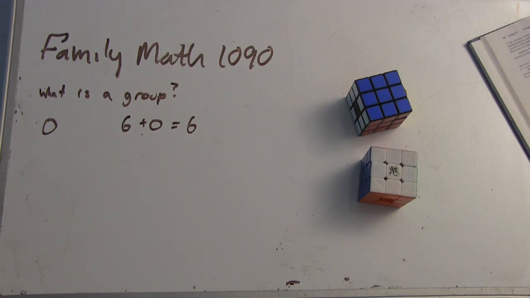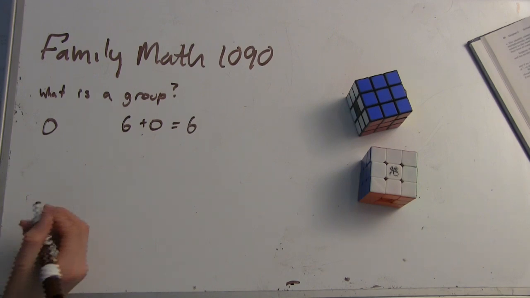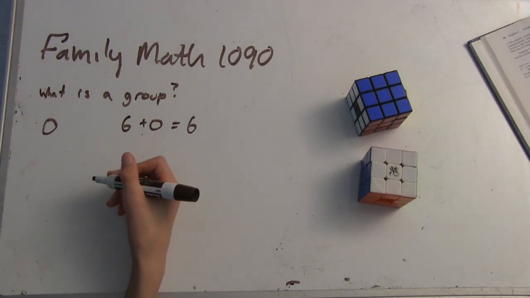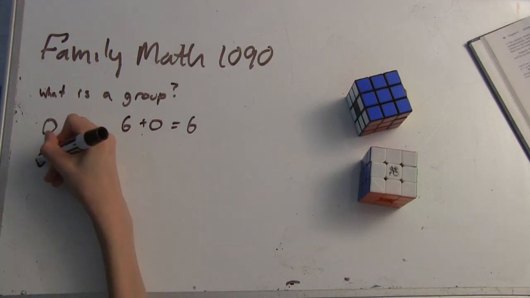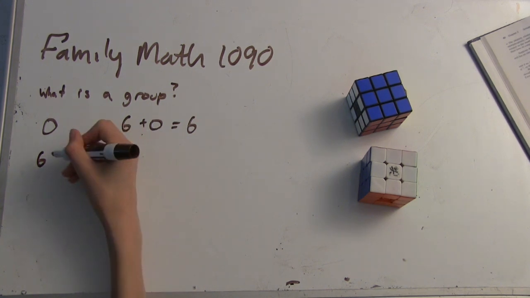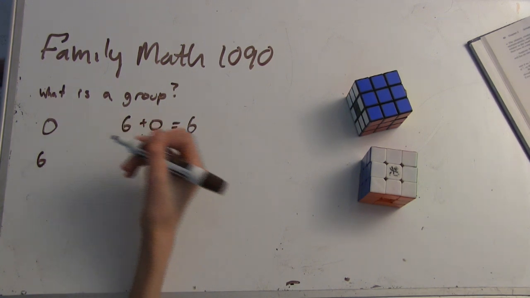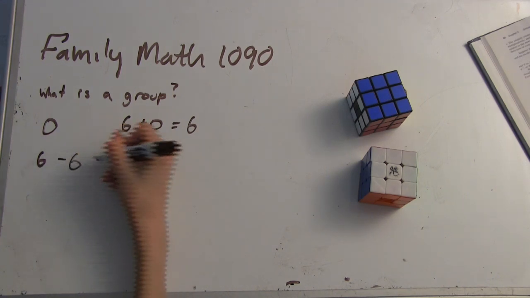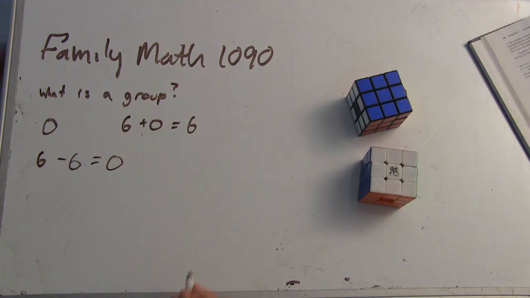And then sometimes groups have inverses. In fact, always. That's one of the requirements, that you have an inverse. And what does it mean to be the inverse? So when you take any element in the group and use your operation on it, the inverse of 6 would be minus 6. So 6 and minus 6, you get your 0.